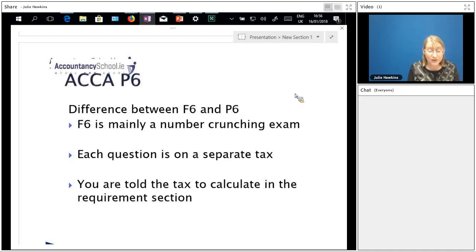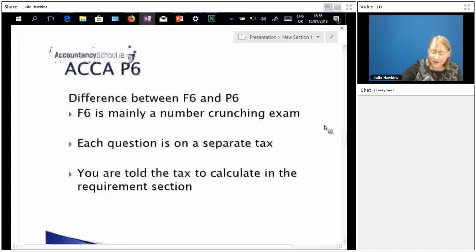And you will also be told the actual tax to calculate in the requirements section of the question. So you'll be told to calculate John's income tax, or you'll be told to calculate Byrne Limited's corporation tax. So you're always sure of the tax that you're doing, and you're told exactly the tax to calculate in the question. And 80% of your time is spent working out figures.